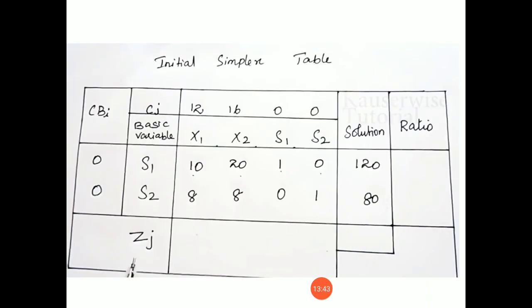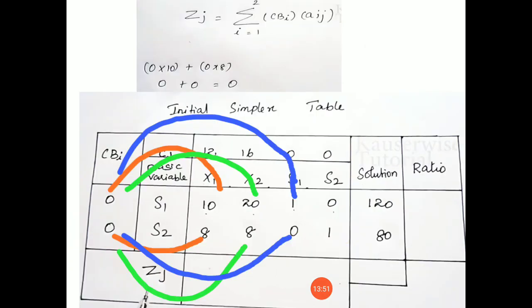Now the next step is I need to find Zj. So how will I be finding Zj? Zj can be found from the formula: Zj is equal to the summation of i equal to 1 up to 2. Here I have written 2 because there are only 2 variables. The formula is the multiplication of CBi into Aij. So let me explain this formula.